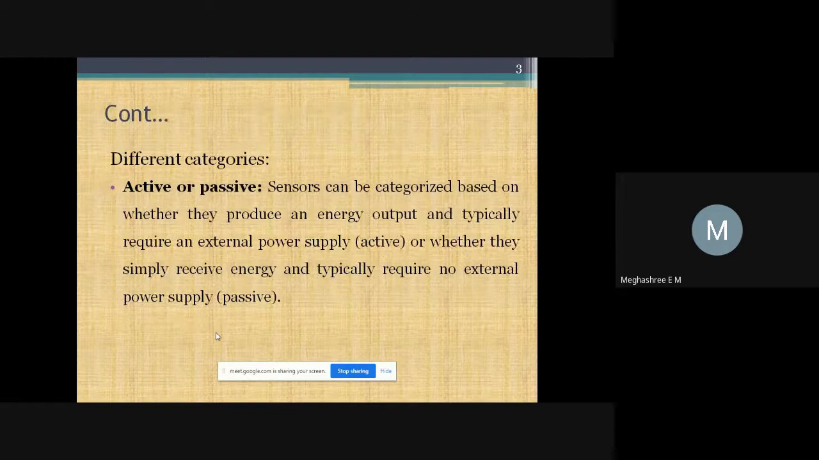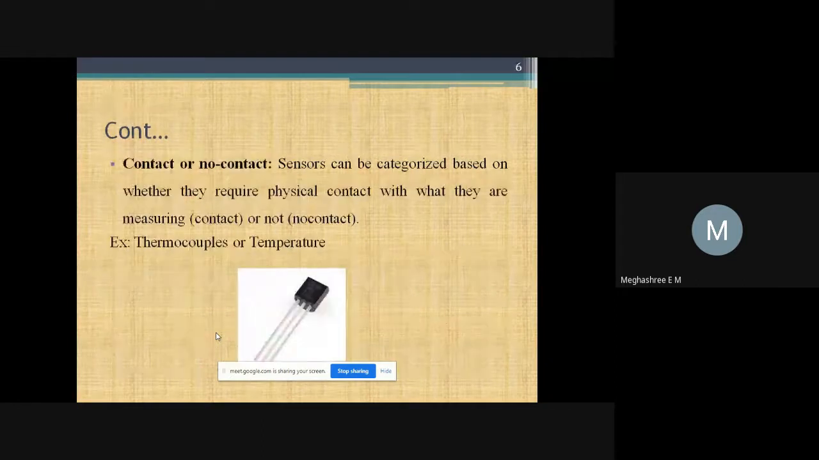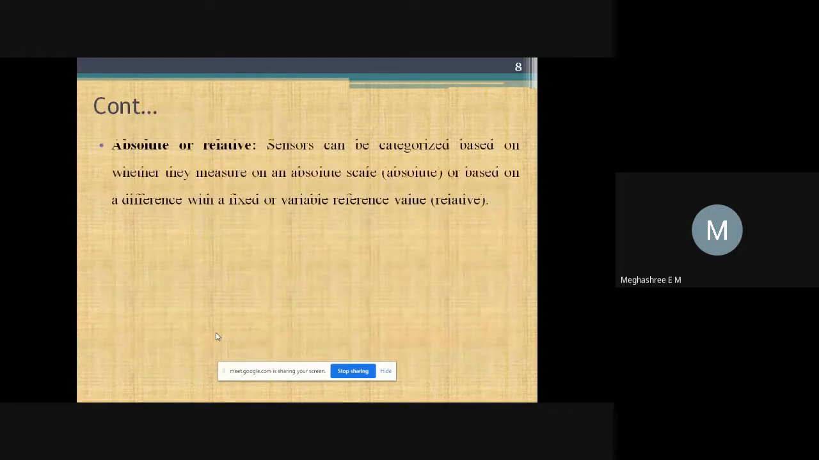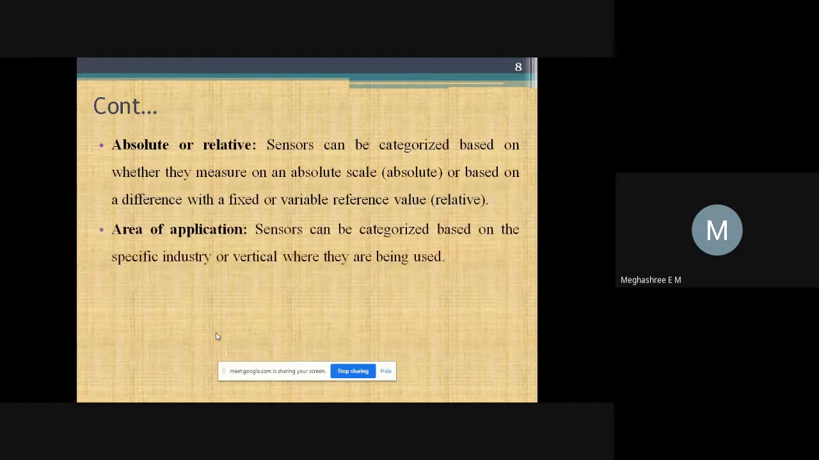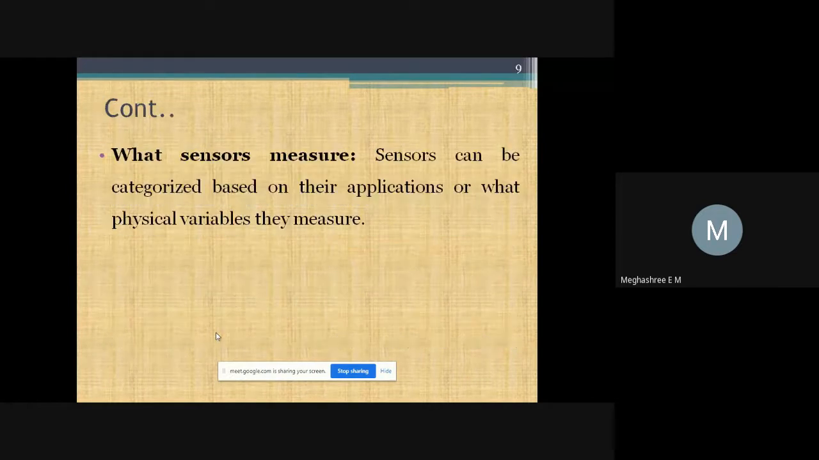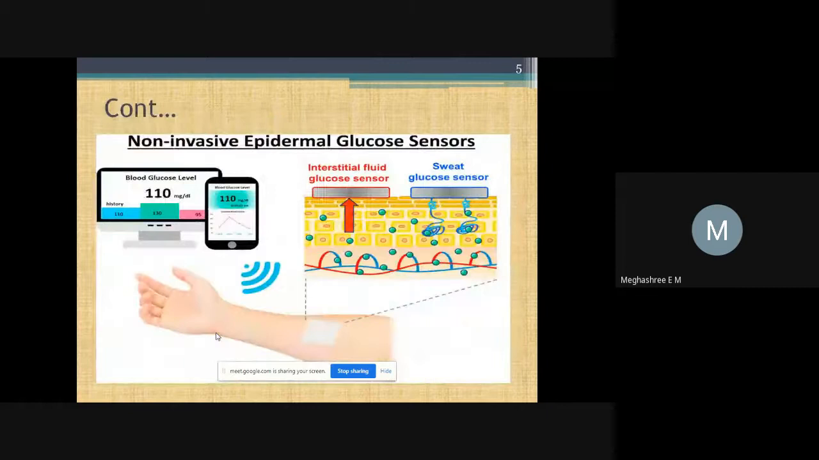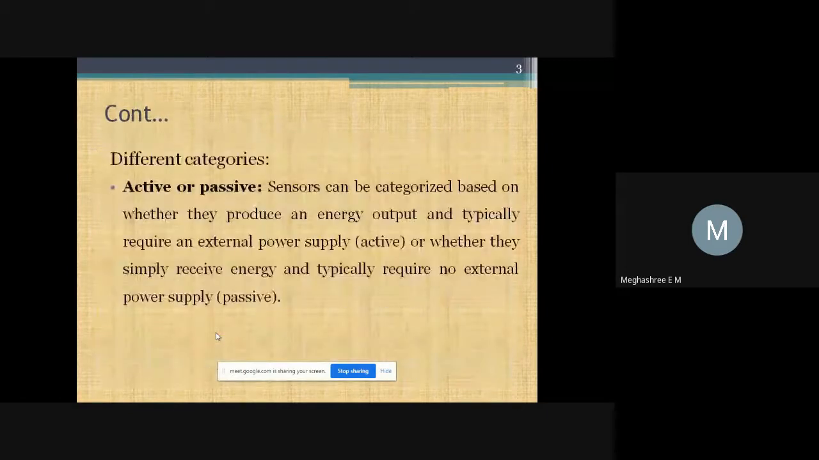So sensors fall into different categories. Those categories are: active or passive, invasive or non-invasive, contact or no contact, and absolute or relative, and then area of application, how sensors measure, and what sensors measure. So these are the different categories that are followed for sensors. Let's see them one by one.